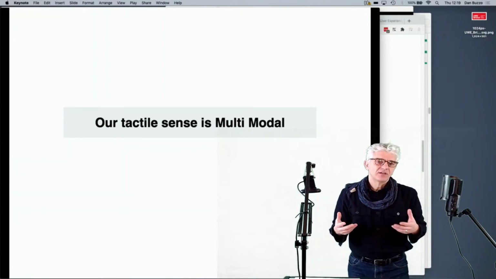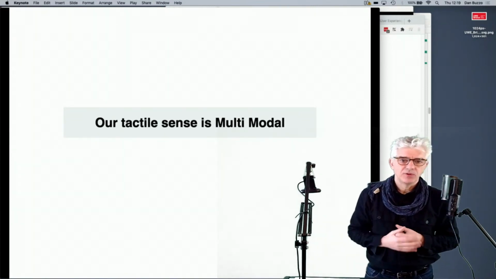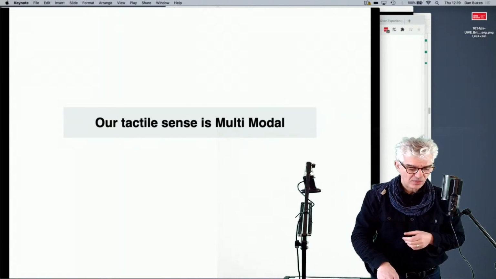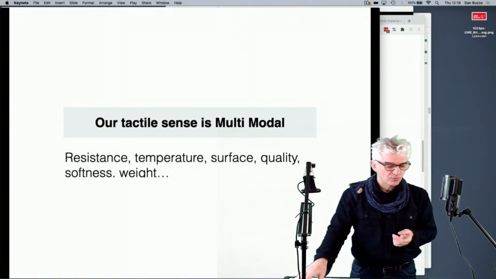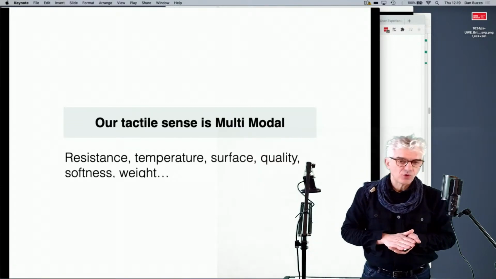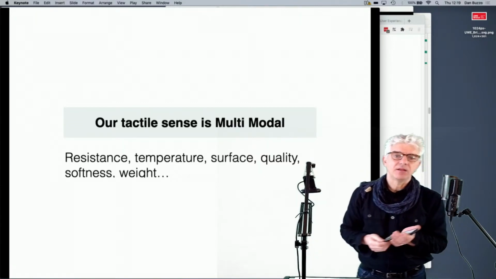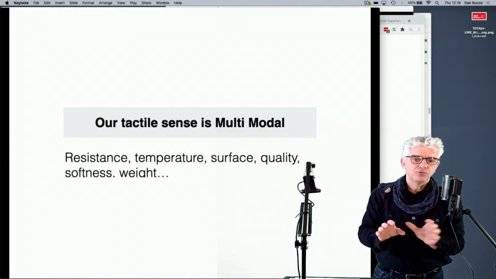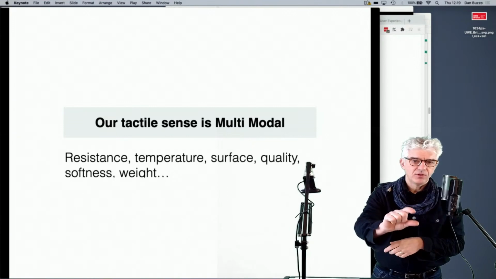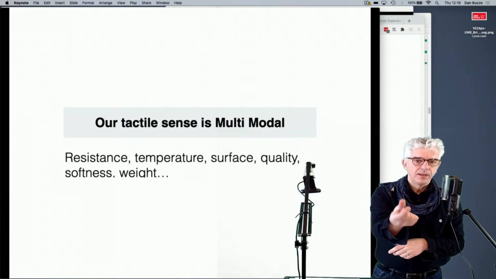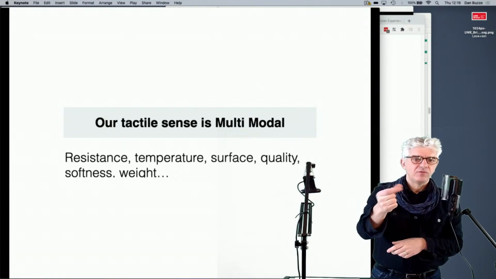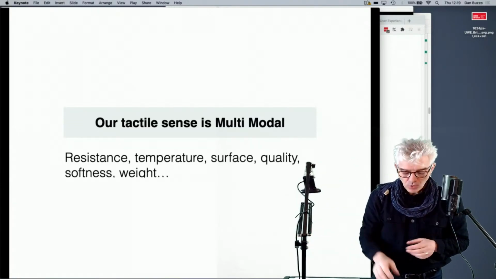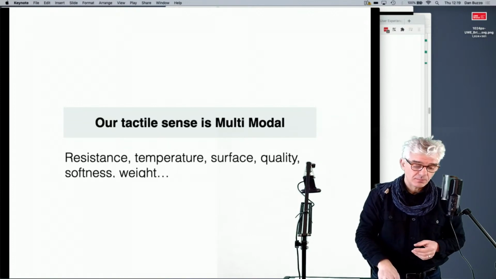The thing about our tactile sense as well, when we think about the physicality that we discussed yesterday, is that we're multimodal. We've got many different ways of sensing things. We can sense resistance and temperature and surface quality and softness and weight and balance. One of the exercises I did yesterday was with the Leap Motion, reaching into a virtual space with my hands and being able to pick up and manipulate virtual objects very freely. And this balance between ways of interacting is something really to bear in mind as we move forward.